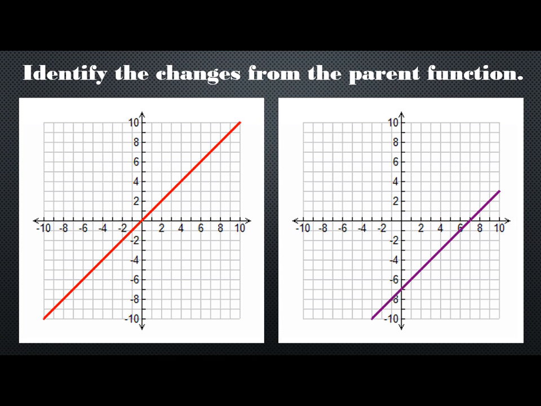How could I describe this change? It's going down. How much has it gone down? Yeah, so this is a vertical shift down 7. Our y-intercept would be -7.